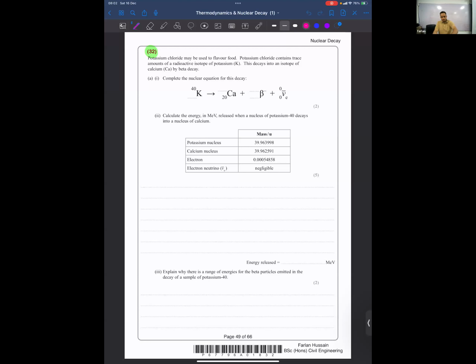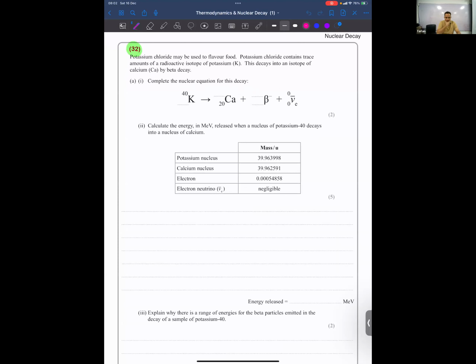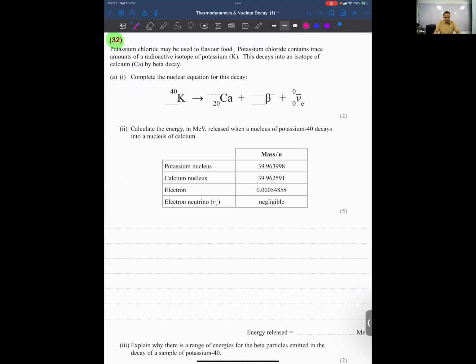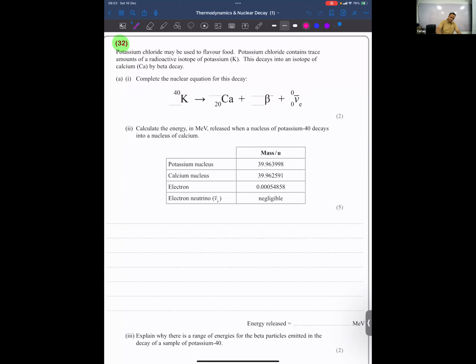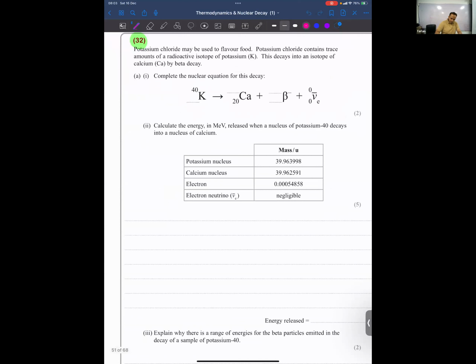Potassium chloride may be used to flavor food. Potassium chloride contains trace amounts of a radioactive isotope of potassium. This decays into an isotope of calcium by beta decay. Complete the nuclear equation for this decay. So the beta particle is -1, 0. So this has to be 40, 20, minus 1, this has to be 90. Okay.